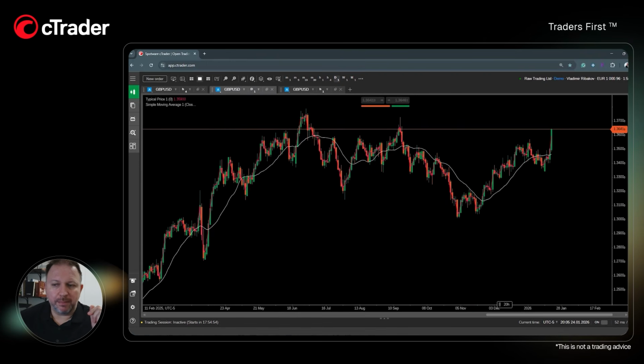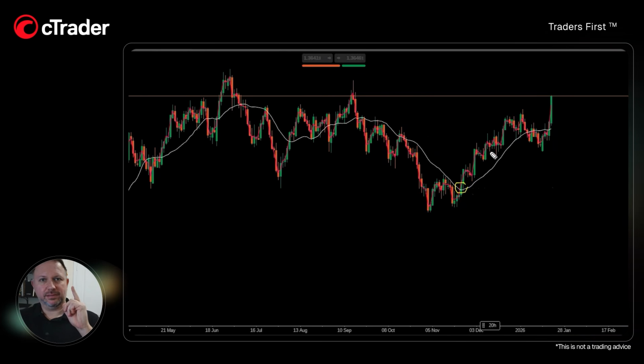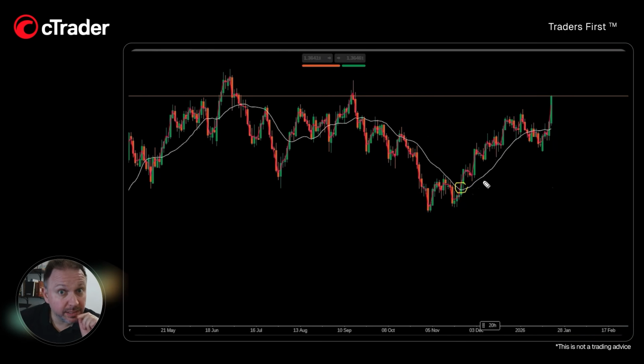So one of the best ways to combine it is crossovers. When the typical price crosses above the moving average, bullish indication; crosses below, bearish indication. But to make it more reliable and avoid unnecessary noise, don't just watch for crosses, watch for crosses in the same direction with the same slope.